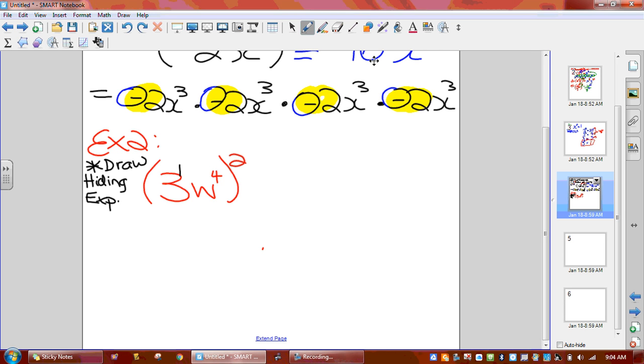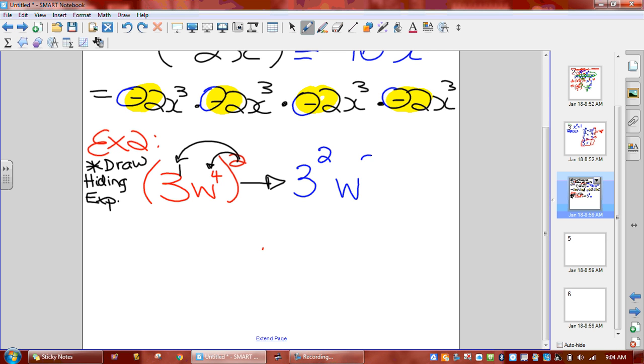Now we're going to take a look, and we're going to multiply that exponent on the outside to every exponent inside. And that's going to remove the bracket. So now, that's going to give us 3 squared w exponent 8. Now, if it says leave it in exponential form, that's how you would leave it. But if it doesn't say leave it in exponential form, and it just says simplify, or expand, or solve, then you have to actually solve the digit part. You have to solve 3 squared.